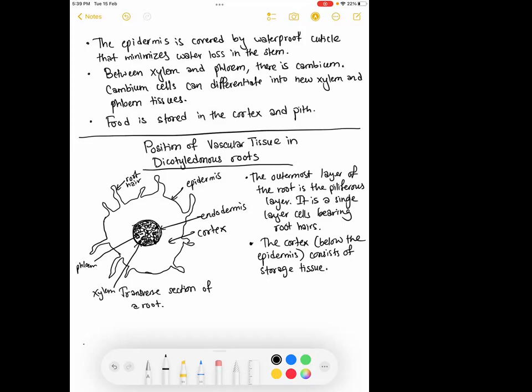Now, the central region, as you can see, consists of xylem and phloem tissues. The xylem radiates from the center. And phloem alternates between them. So the phloem is found alternatingly between the xylem tissues.